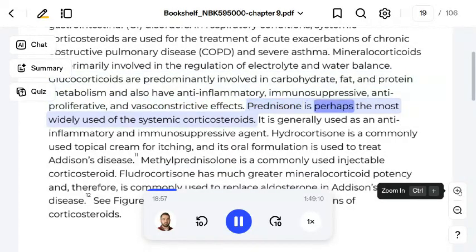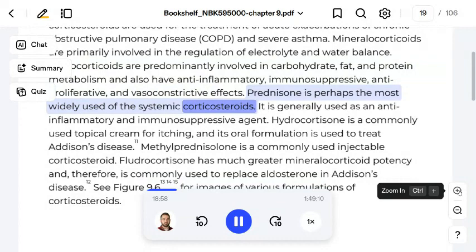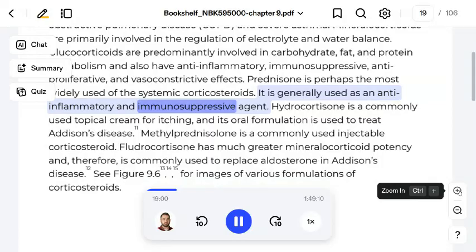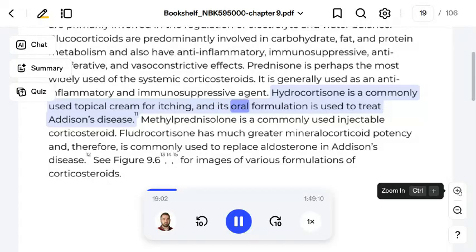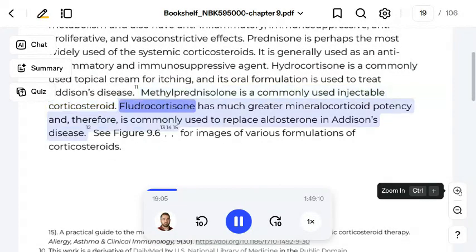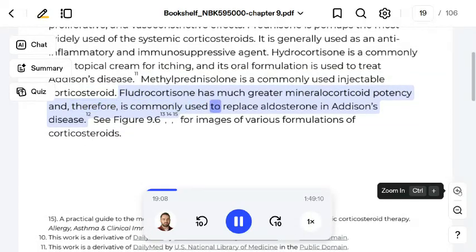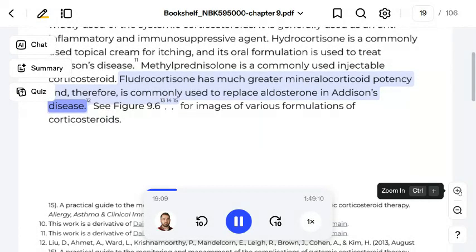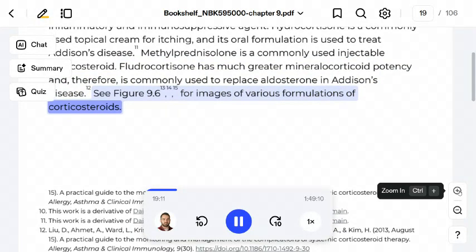Prednisone is perhaps the most widely used of the systemic corticosteroids. It is generally used as an anti-inflammatory and immunosuppressive agent. Hydrocortisone is a commonly used topical cream for itching, and its oral formulation is used to treat Addison's disease. Methylprednisolone is a commonly used injectable corticosteroid. Fludrocortisone has much greater mineralocorticoid potency and therefore is commonly used to replace aldosterone in Addison's disease. See Figure 9.6 for images of various formulations of corticosteroids.